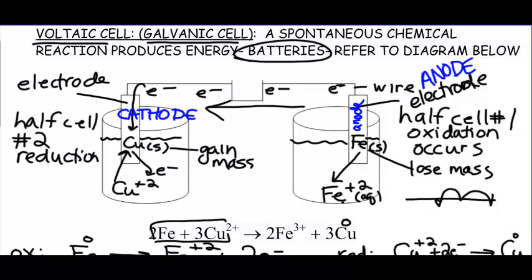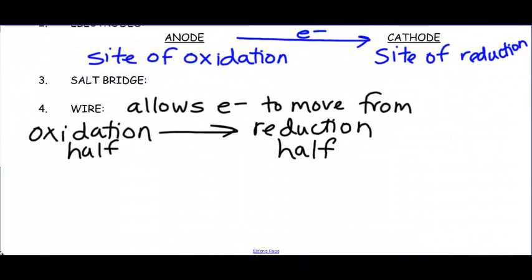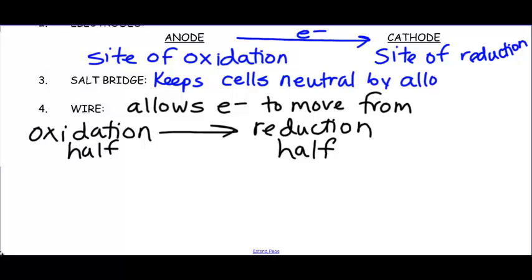Okay? Now, if this were all that we had in terms of our battery, it would work for about a millisecond, and then it would stop. Because as the negative charge moved this way and this cell became more positive, it would attract the electrons. And as this cell became more negative, it would repel the electrons. So the electrons would stop flowing. So we need something to neutralize the charge in the half cells, and that's the job of the salt bridge. It keeps the cells neutral by allowing movement of ions.